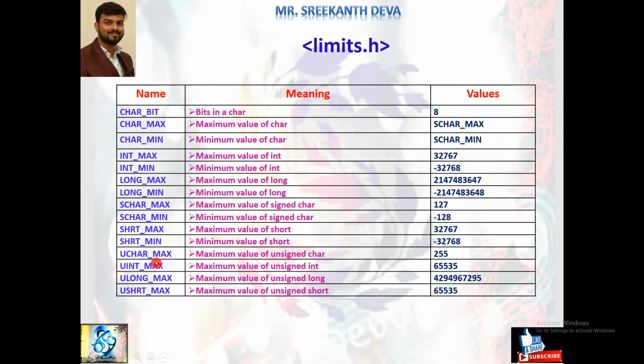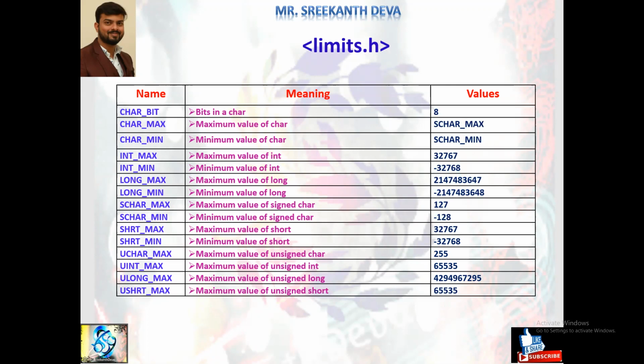UCHAR_MAX, unsigned char, maximum value of unsigned char is 255. There is no minimum range of unsigned character. Assume 0 to 255 unsigned characters are available. So as we discussed in the ASCII table, right? Up to the 127 characters are signed characters. So 0 to 255 characters are what?